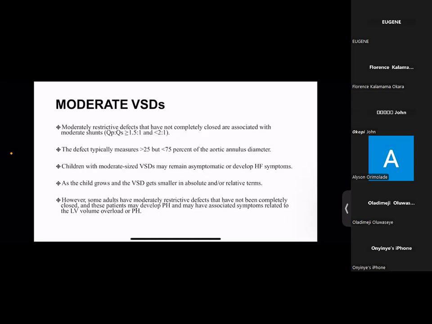For moderate VSDs, the Qp:Qs is greater than 1.5 but less than 2.1, and the defect is most times greater than 25% of the aortic annulus diameter but less than 75%. People who have this most times develop heart failure symptoms. In children, moderate size VSDs may get smaller as they get older and become either small or close entirely. However, adults who have moderate restrictive defects may not completely close and may subsequently develop pulmonary hypertension.